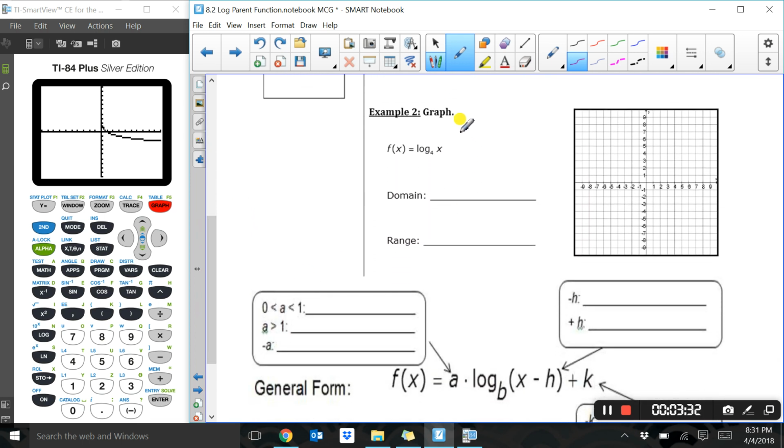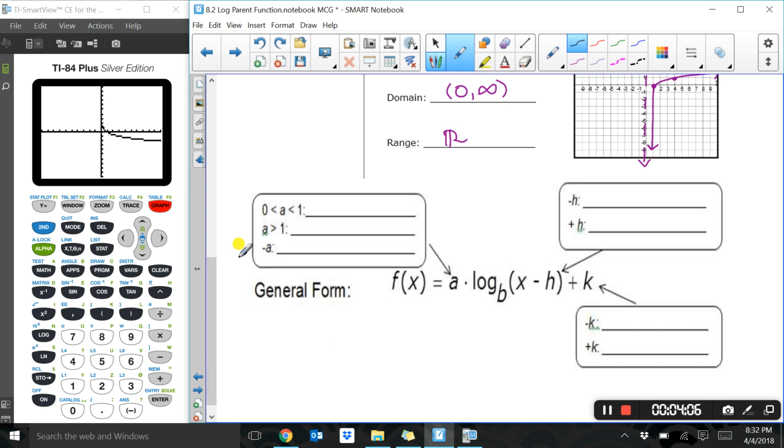So for this one, you're going to have the point 1 comma 0, and then your base is 4, so you're going to have 4 comma 1. 1, 0, and 4, 1. Your asymptote hasn't moved yet. And connect your dots. Again, domain is 0 comma infinity, and your range is all real numbers.